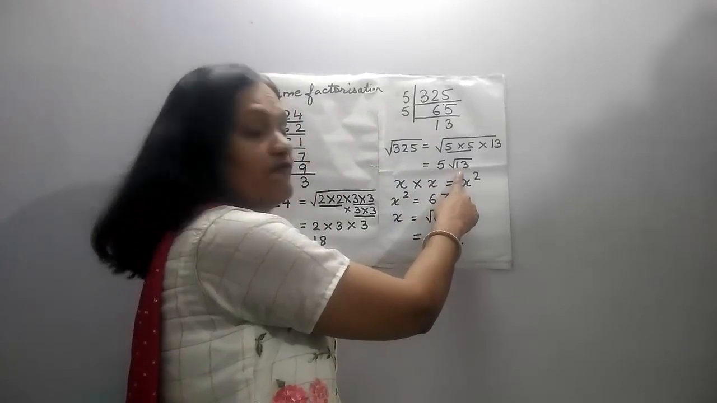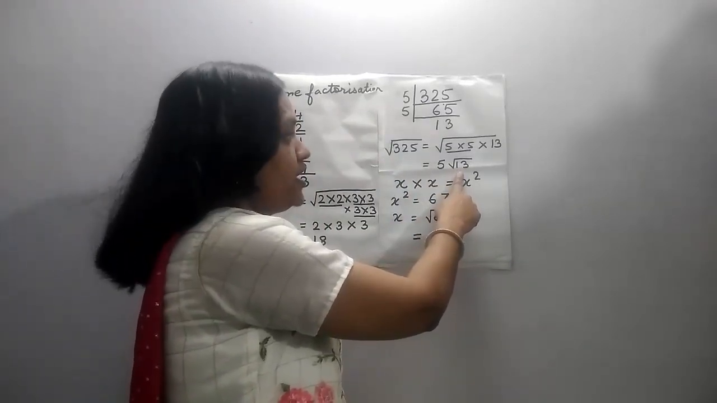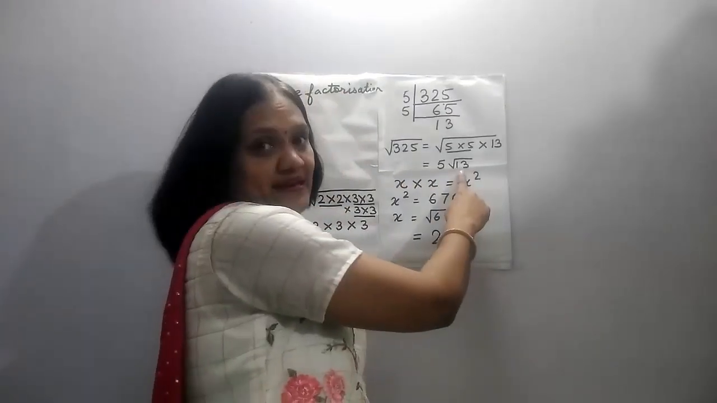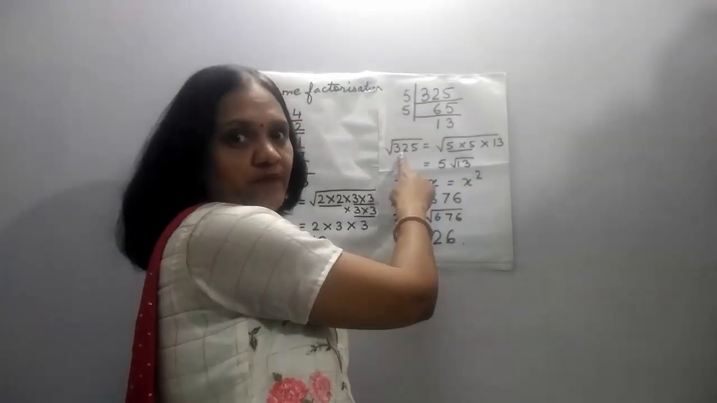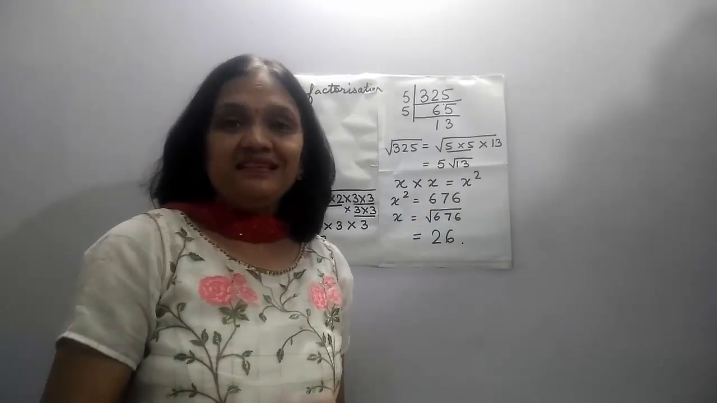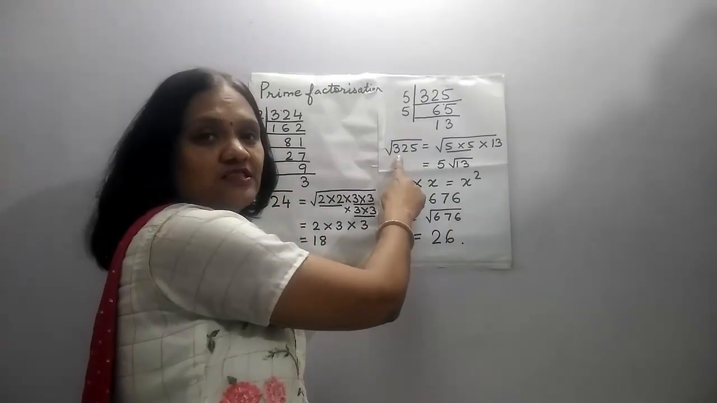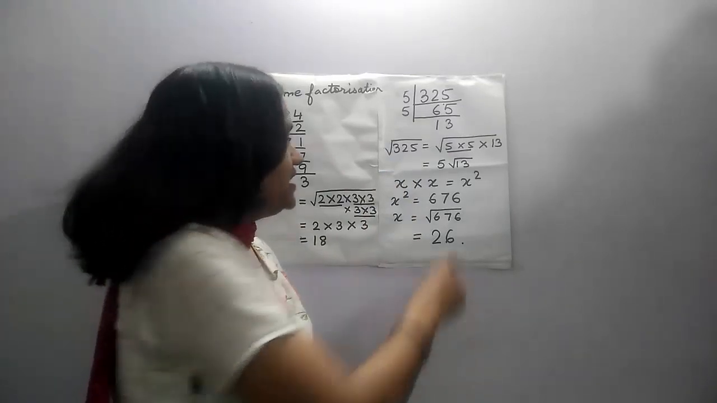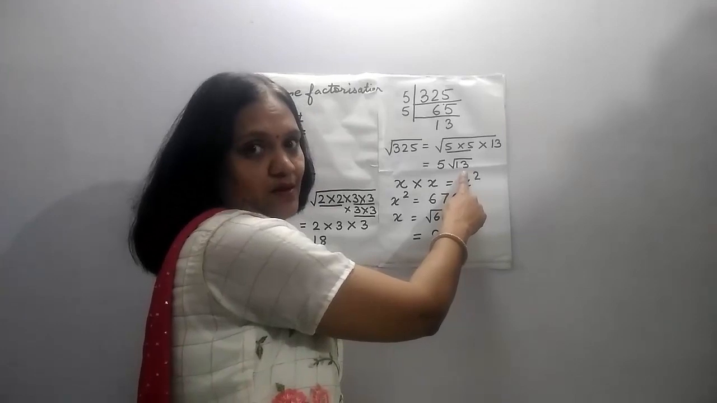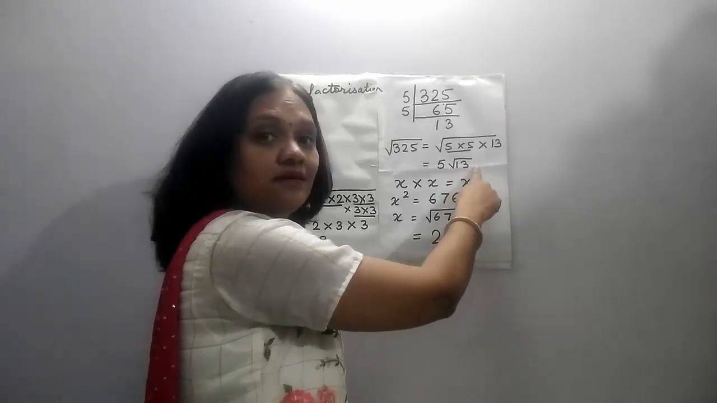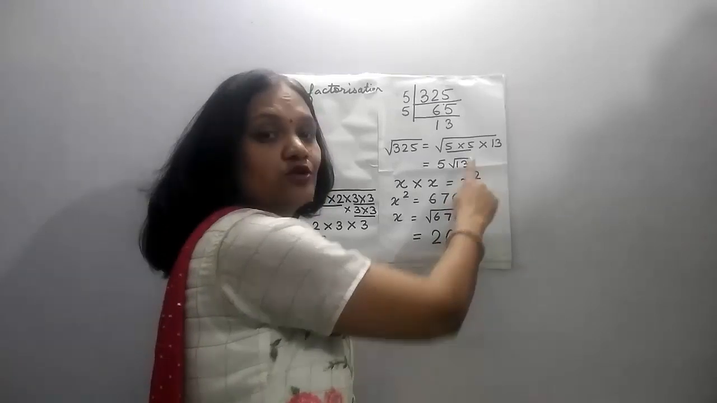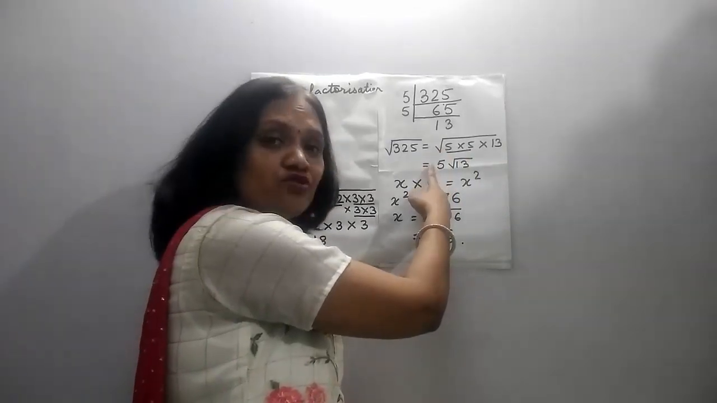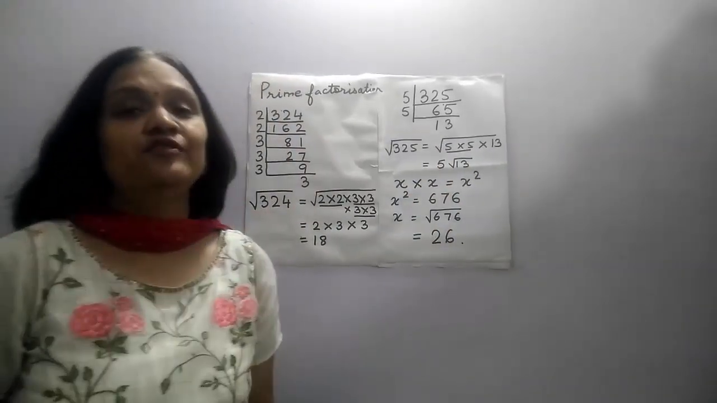Is 325 a perfect square? We can see that when we find the square root of 325, we are getting 5 into root 13. This 13 does not have a pair, so this is not a perfect square. If I ask you which is the least number by which we should multiply 325 so that it becomes a perfect square, then your answer will be 13. Why is it so? If we had another 13 over here, 13 into 13, so 13 would have a pair. Since it would have a pair, the 13 would come out of the root sign and 325 would have become a perfect square.